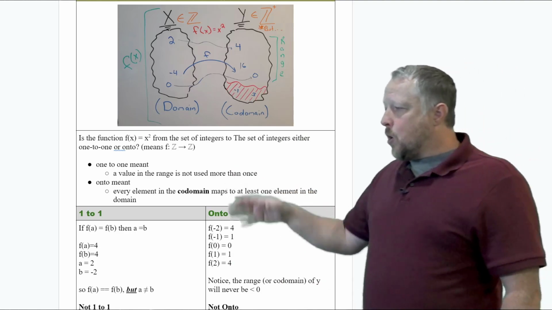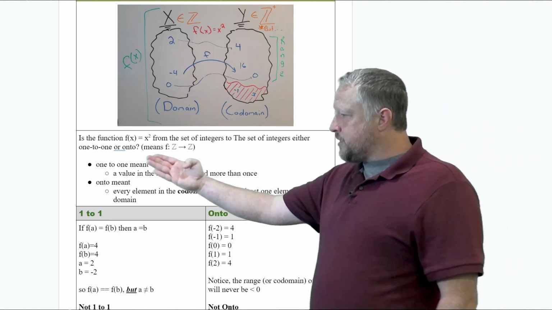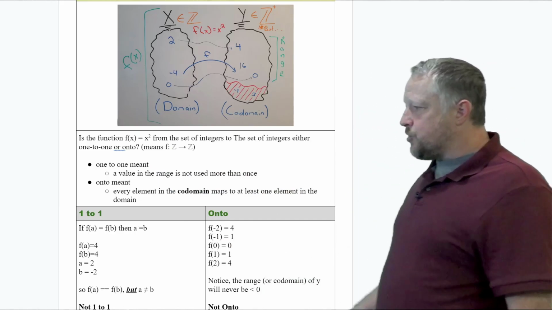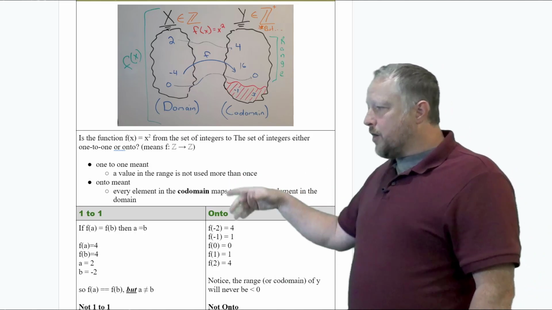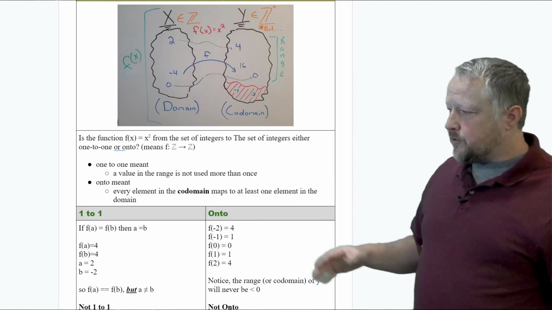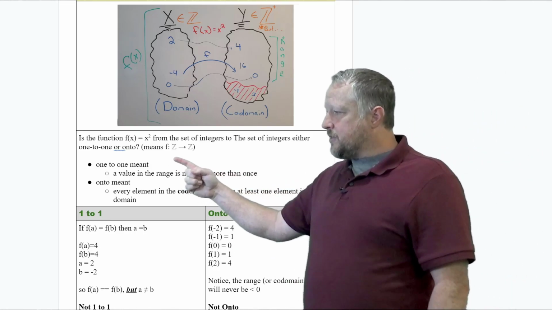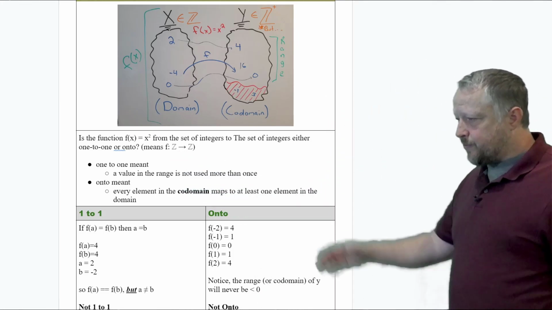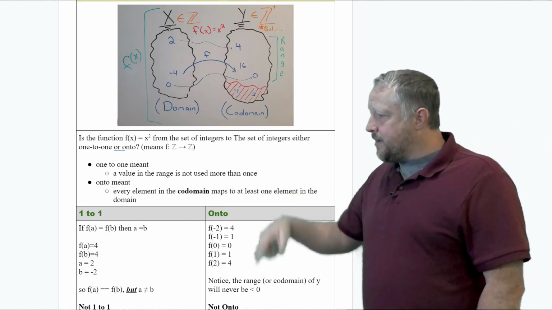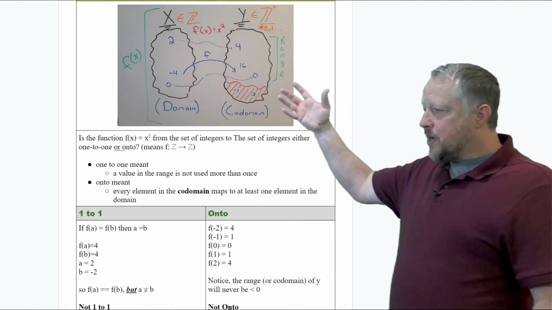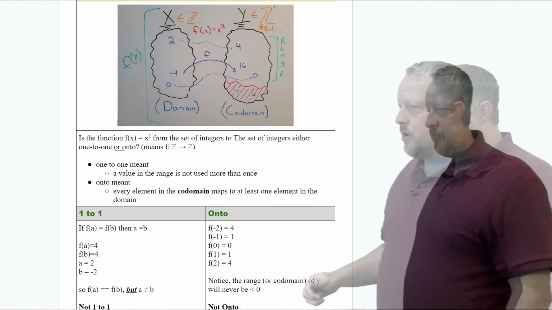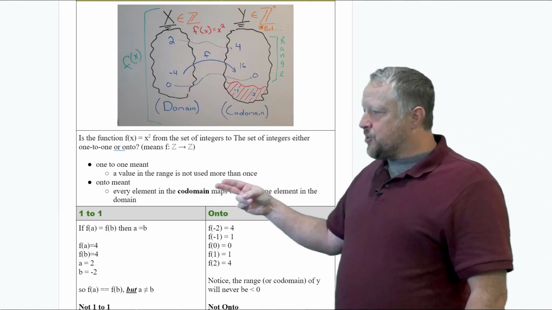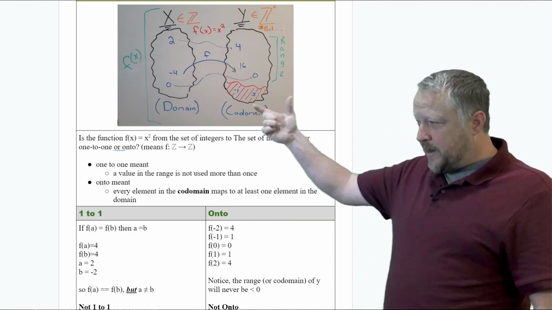So let me read the whole thing: is the function f of x equals x squared from the set of integers to the set of integers either one-to-one or onto? Okay, so we're looking at a set of integers that maps to another distinct set of integers. Now, one-to-one means, again, a value in the range is not used more than once.